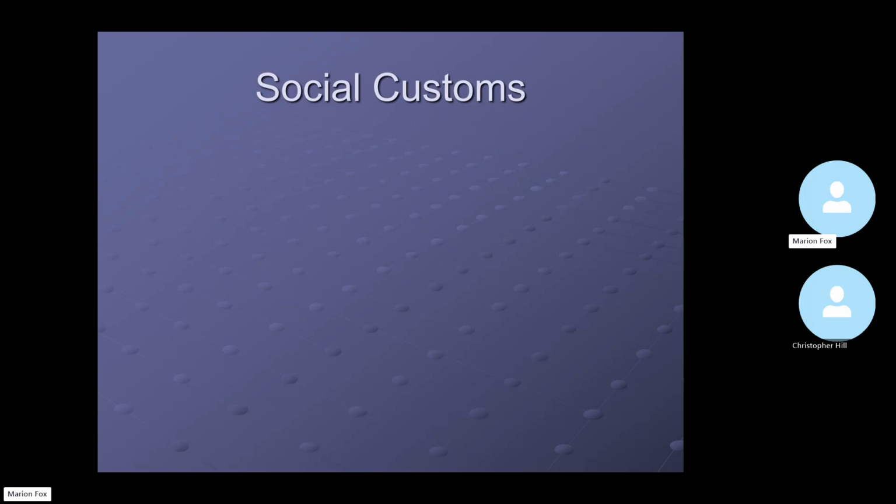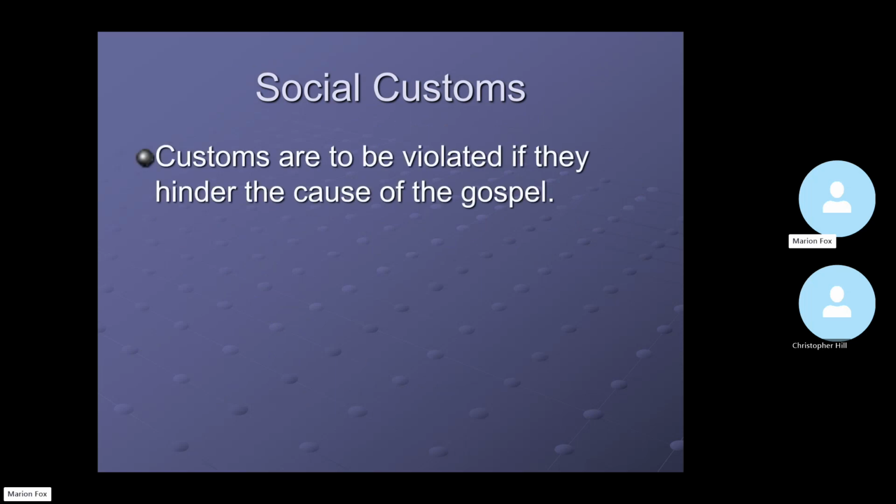We'll be looking at neutral customs, and when they'll be violated. We are to violate a neutral custom if it would hinder the cause of Christ, if we follow that custom. And if it would help us in influencing people for good, then we ought to follow the custom.